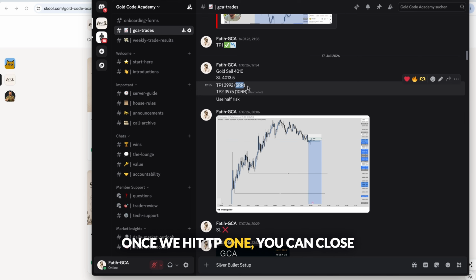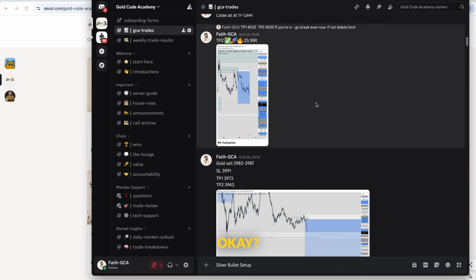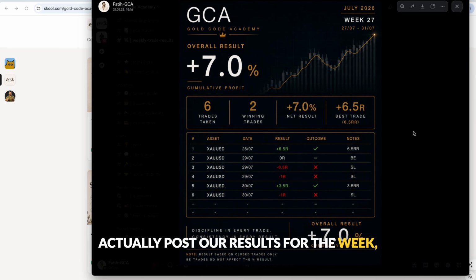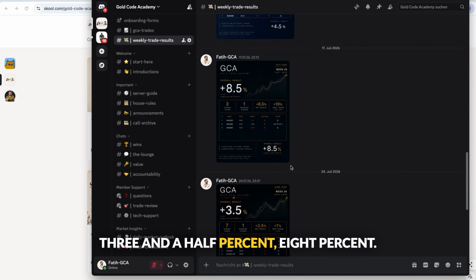Once we hit TP1, you can close partials, you can close half of it. Okay, that depends on your trading style, on your psychology, etc. Okay, and then on weekly trade results, we actually post our results for the week, like the performance of the trades, the trade ideas that we posted inside the community. That's going to be the result. And as you can see, 7%, 3.5%, 8%.